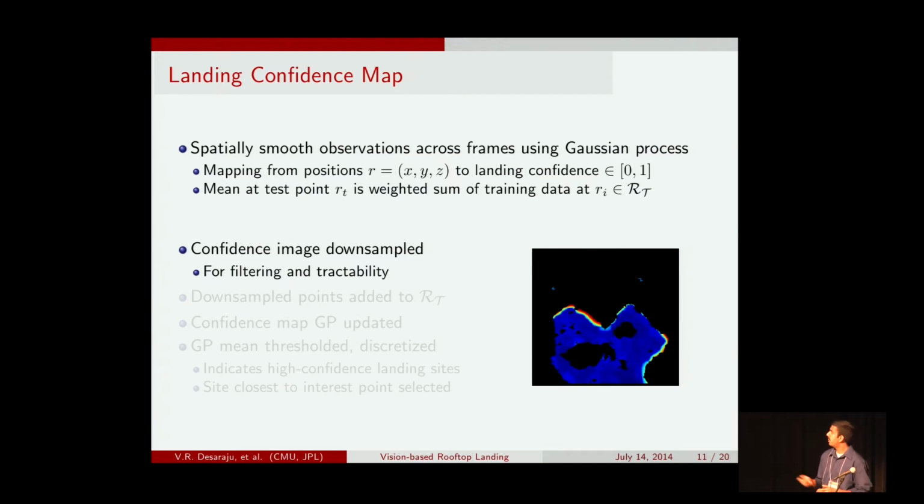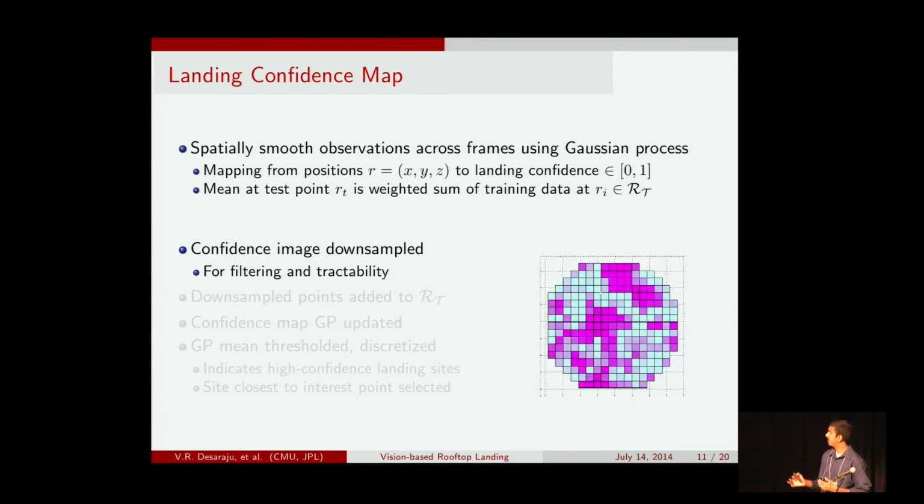So then if we have a confidence image such as this coming from the perception system, we start by downsampling the image to something that looks roughly like this. And so this provides us some nice filtering capabilities so that we're not reacting to any noise in the perception system. And it also helps with the tractability of actually feeding this into a Gaussian process.